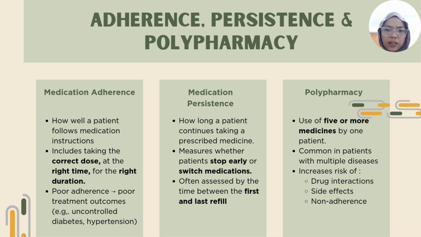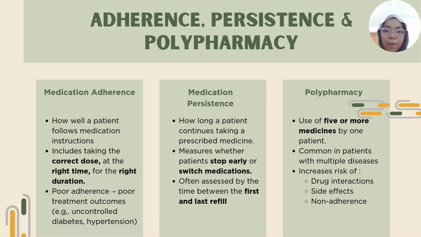So if a patient doesn't follow the instructions, for example, they skip the doses, take it at the wrong time, or completely forget, this is called poor adherence. And this can cause big problems, especially for chronic diseases like hypertension, diabetes, or mental health conditions like schizophrenia. Even the best medicine cannot work if the patient doesn't take it properly.